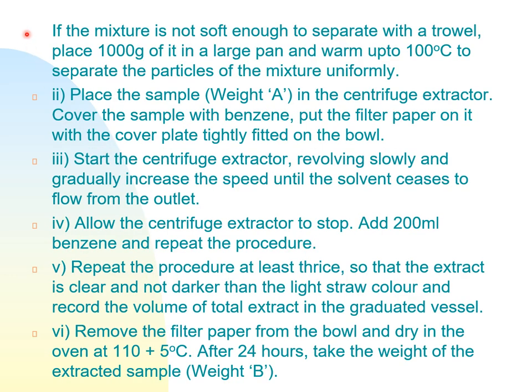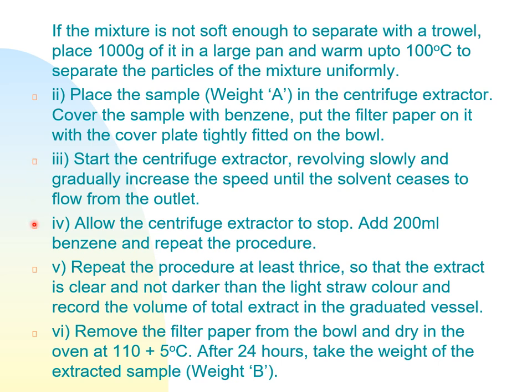If the mixture is not soft enough to separate with a trowel, place 1000 gram of it in a large pan and warm it up to 100 degrees centigrade to separate the particles of the mixture uniformly. Place a sample of weight A in the centrifuge extractor. Cover the sample with benzene. Put the filter paper on it with the cover plate tightly fitted on the bowl. Start the centrifuge extractor revolving slowly and gradually increase the speed until the solvent ceases to flow from the outlet.